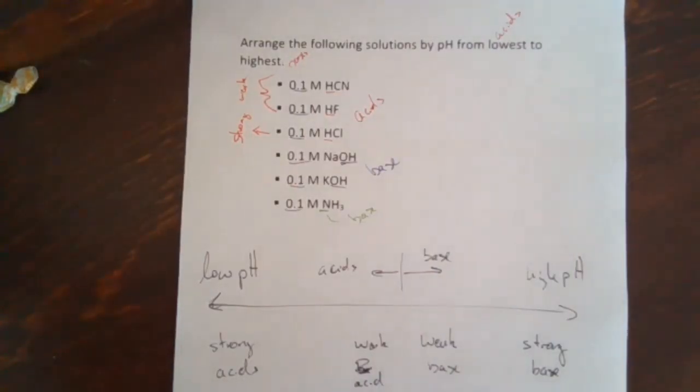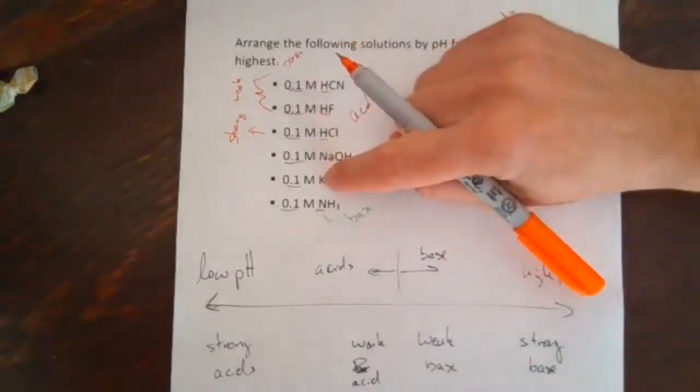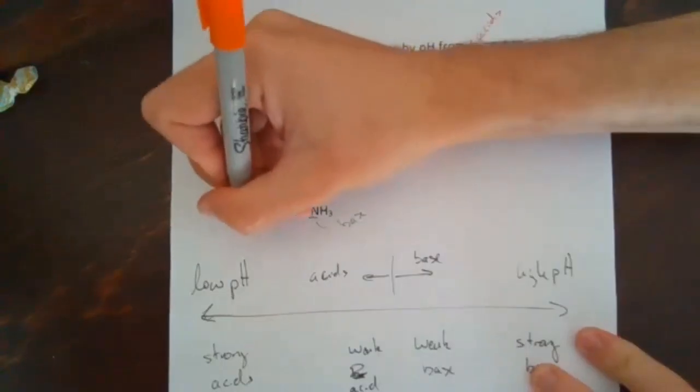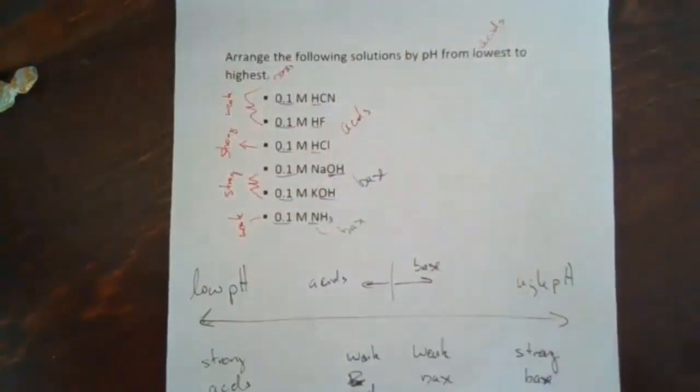When I'm looking at bases, Na and K are in the first column on the periodic table. They are paired with hydroxide here, so that is going to be strong. A nitrogen base is going to be weak.